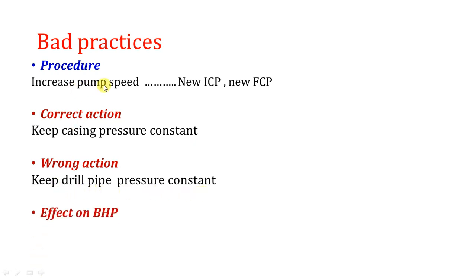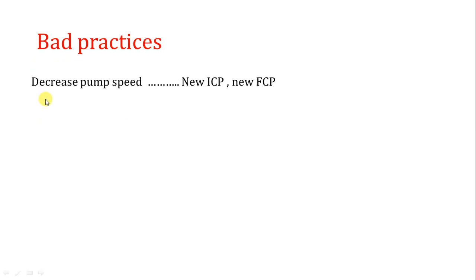Here, if you increase the pump speed, the pressure in the drill string will increase. So if you keep the drill pipe pressure constant, you will open the choke more than required. This means that you will decrease the bottom hole pressure, and you will get a second kick. What about also if you decrease the pump speed?